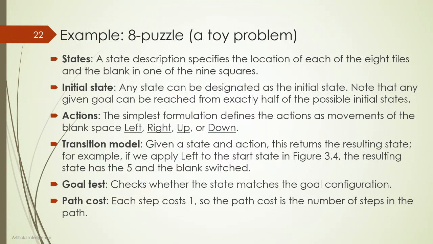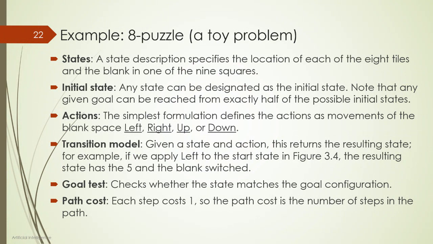Initial state. Any state can be designated as the initial state. Note that any given goal can be reached from exactly half of the possible initial states. Okay. Actions can be left, right, up, or down for each square, providing there is a space next to it which can accommodate the tile. So a move will be doable based on available space.